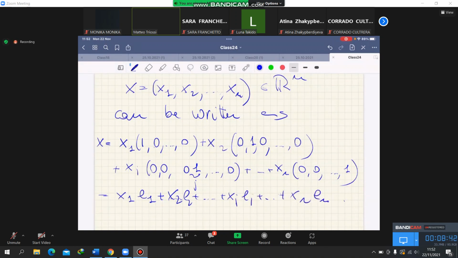So given this family of vectors, I can represent any vector in Rn as a linear combination of those vectors. They are preliminary, they're boring, but you need some notation and some basic concepts.